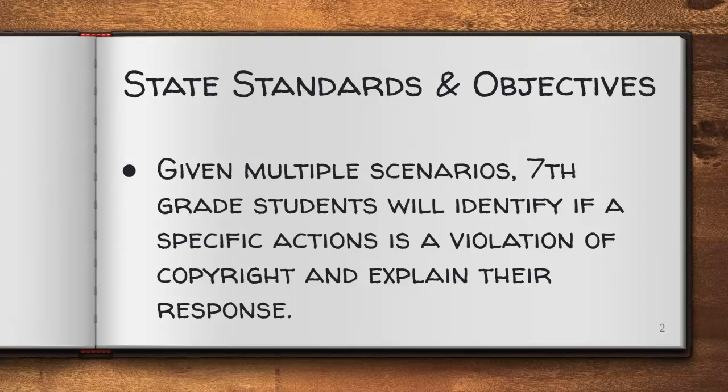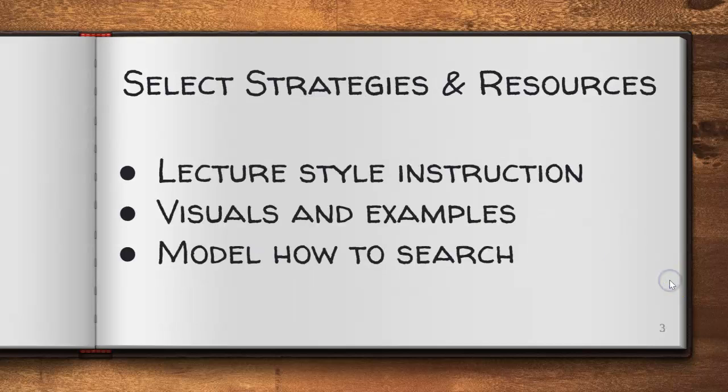So not only are they saying, oops, this violates copyright, or no, this is fine, they have to explain their thinking. They have to go into more detail as to why. Why is this a violation of copyright? Explain it. Why is this not a violation of copyright? What did the person in this scenario do that prevented a copyright violation?